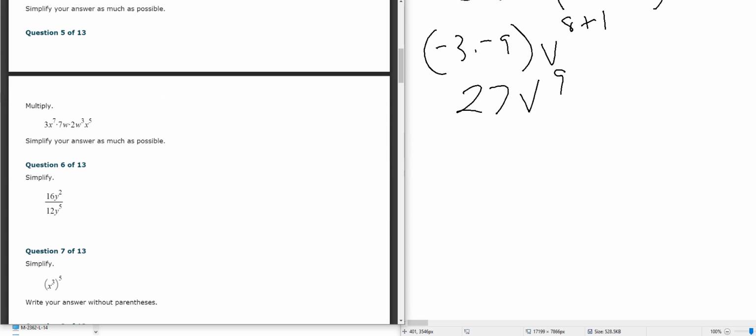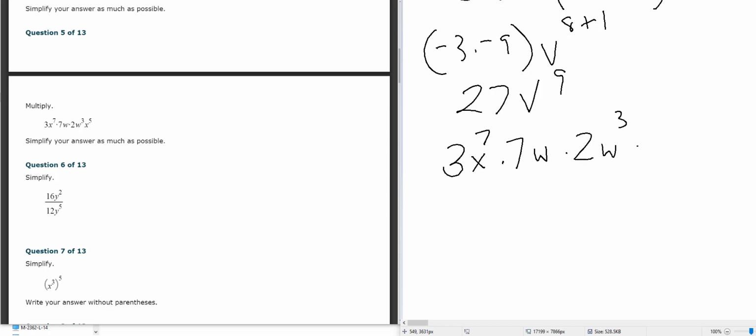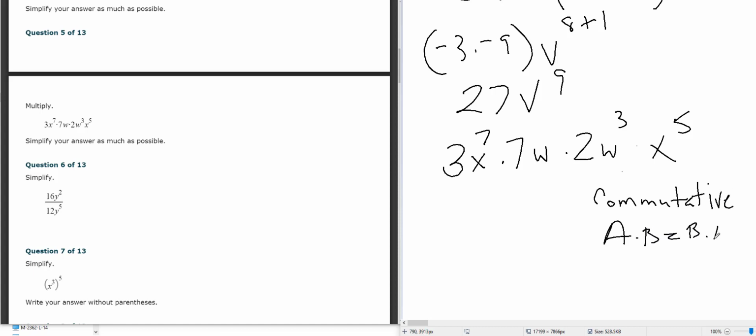Now in question number 5, 3x to the 7th times 7w times 2w to the 3rd times x to the 5th. And notice they didn't write the dot here. Anytime two variables are beside each other with nothing between, it means to multiply. So you don't have to have the dot. Well, in this case, we're going to use the exponent rule plus a property called commutative. The commutative property of multiplication says a times b is b times a, or a times b times c is b times a times c, in any order you want to put them.